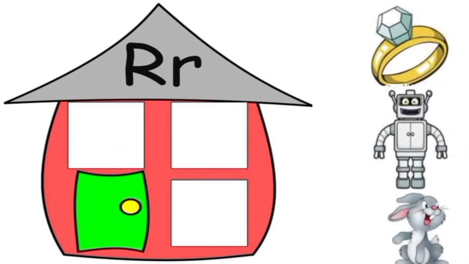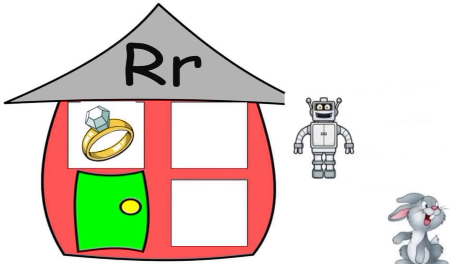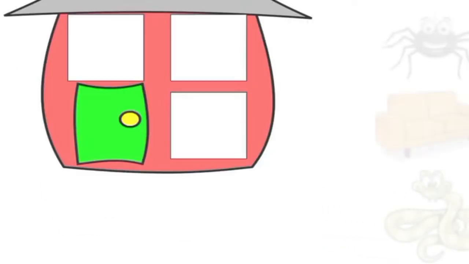R. R is for ring. R is for robot. And R is for rabbit.